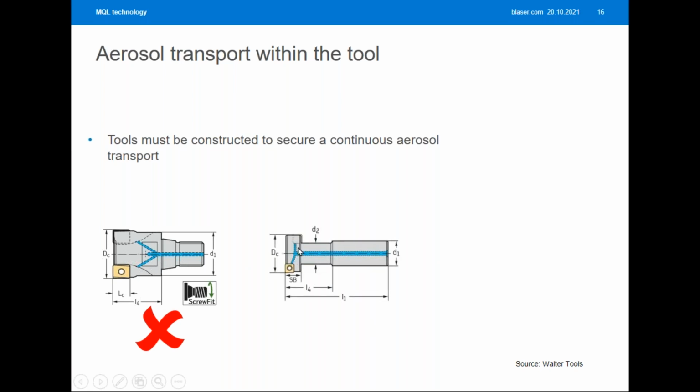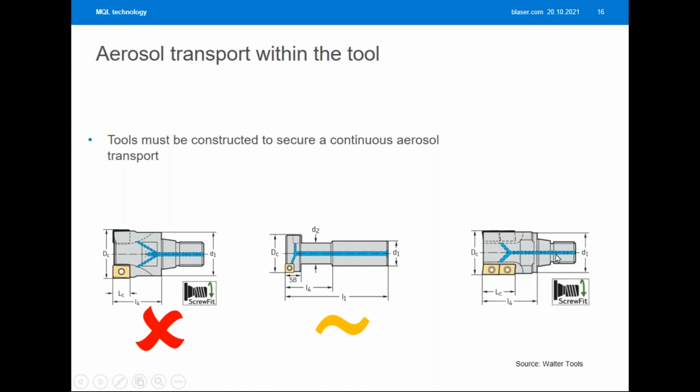If you have 90 degree angles of the cooling channels, maybe it can be used, but it's much more difficult to deliver the aerosol to where it's needed, compared to the best suited option where you have a slow changing of angles of the cooling channels. So this delivers the aerosol the best way.